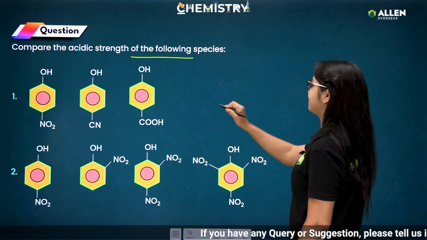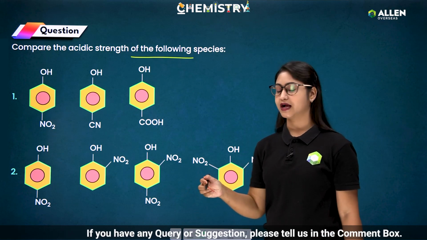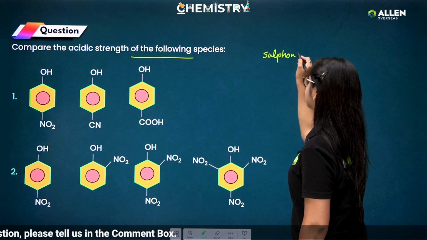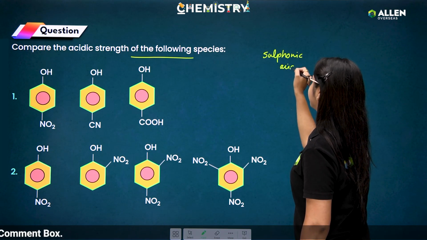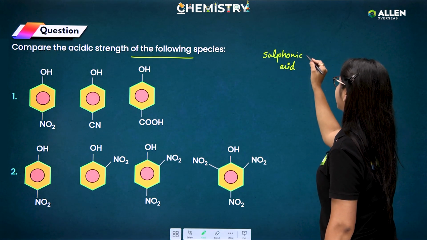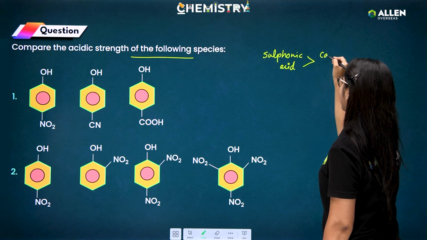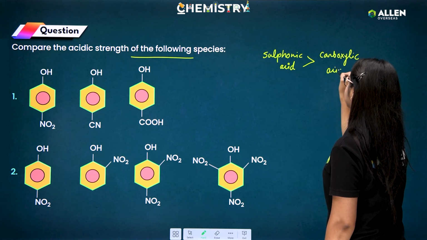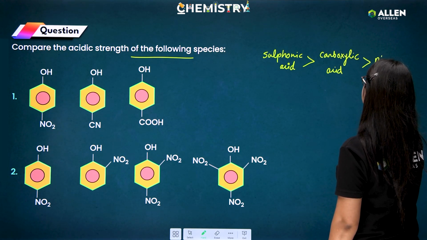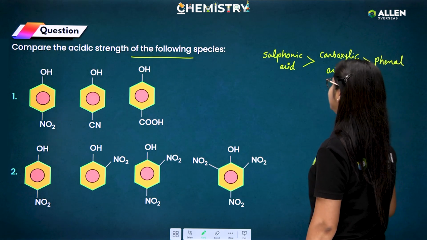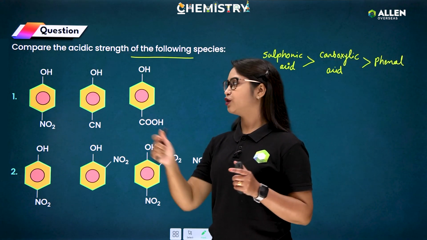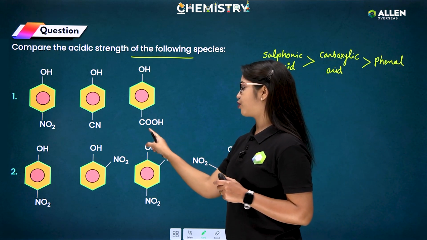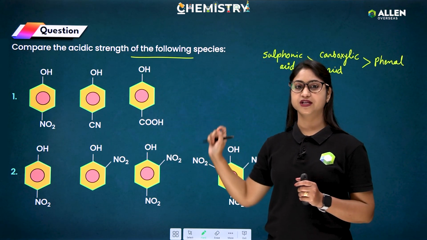First of all, if we talk about the strength of organic acids, sulfonic acids are the most acidic. In organic acids, sulfonic acid will be most acidic. Then you have carboxylic acid, and the least, comparatively, phenol will be less acidic. So we don't have sulfonic acid here, but we have carboxylic acid. So this carboxylic group is more acidic as compared to the OH group, right?